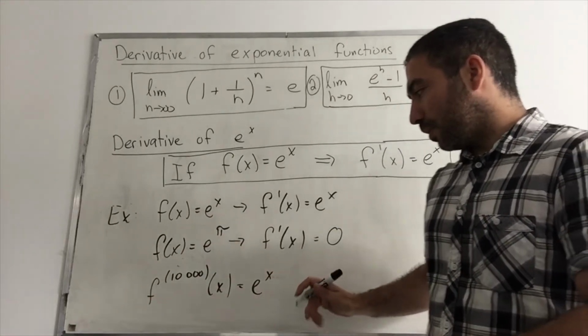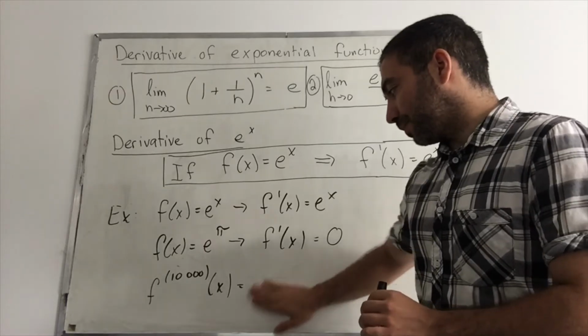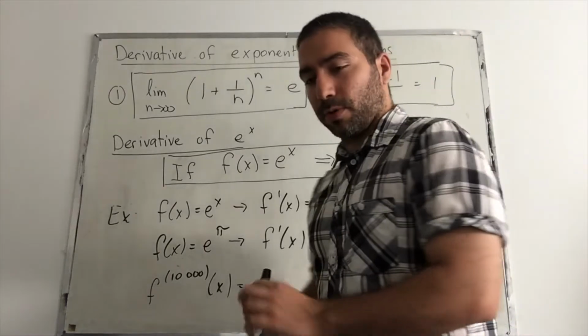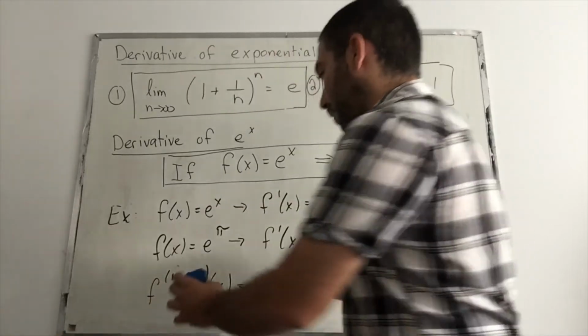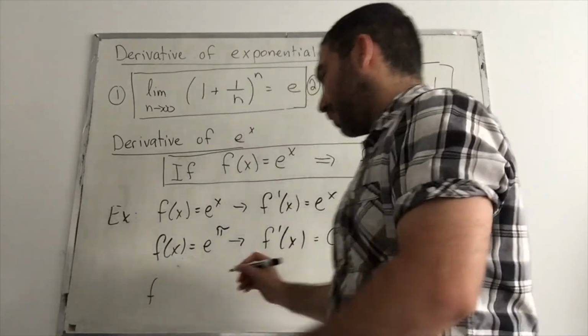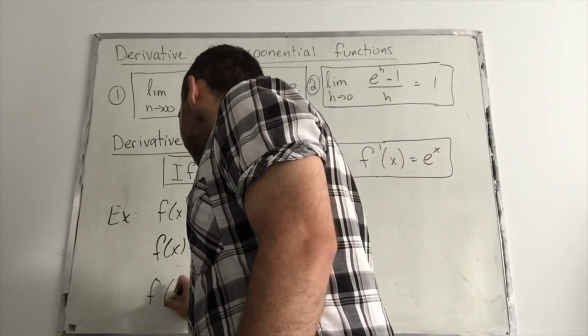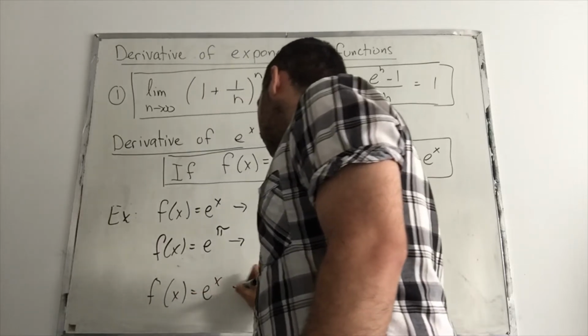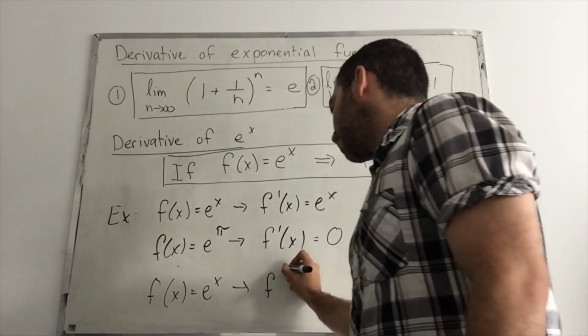Oh, sorry. The way I should write it is probably, let's write it this way. If f of x is e to the x, we want to know what the 10,000th derivative is.